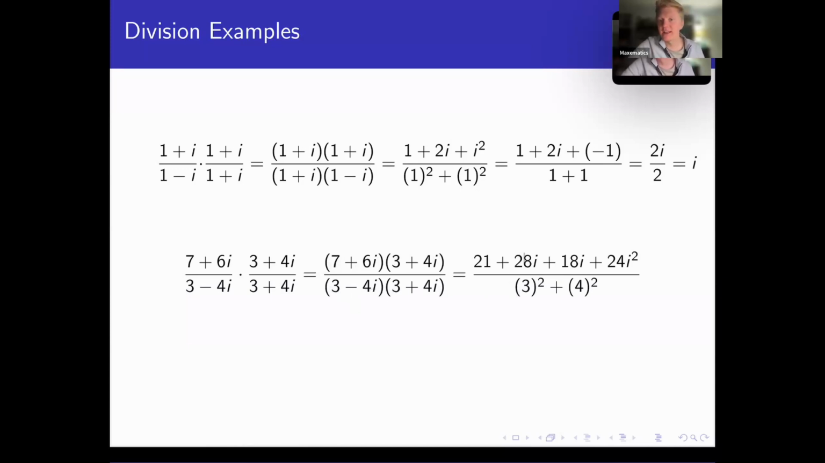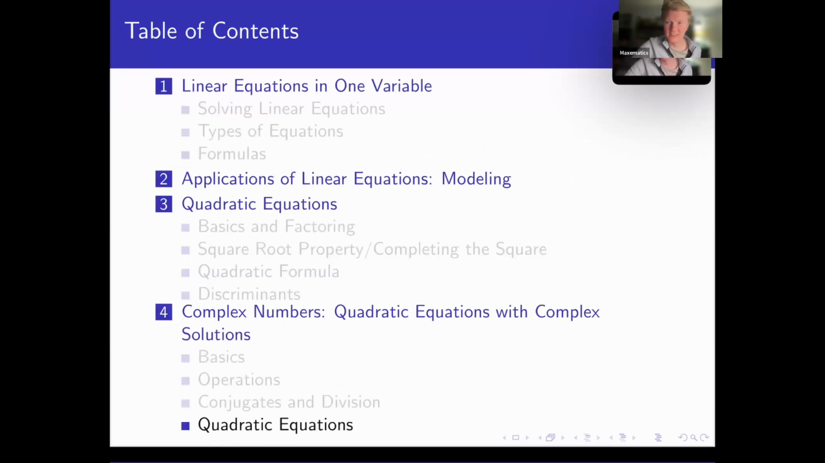Okay, 28i plus 18i, 46i. 3 squared plus 4 squared is going to be 9 plus 16. I squared is negative 1. 24 times negative 1, negative 24. Alrighty. Nobody said these were going to be pretty. But now we get the idea.